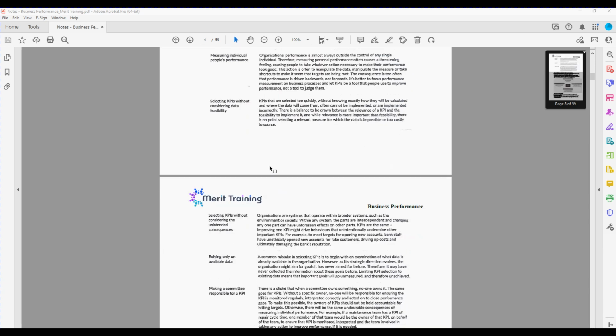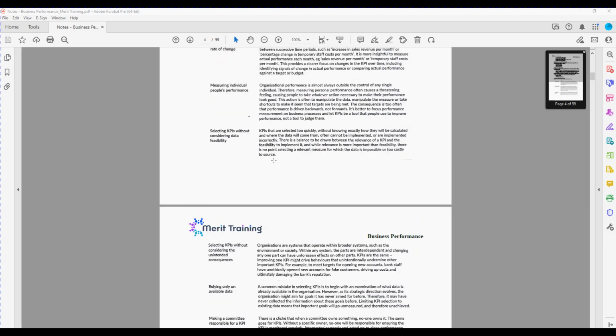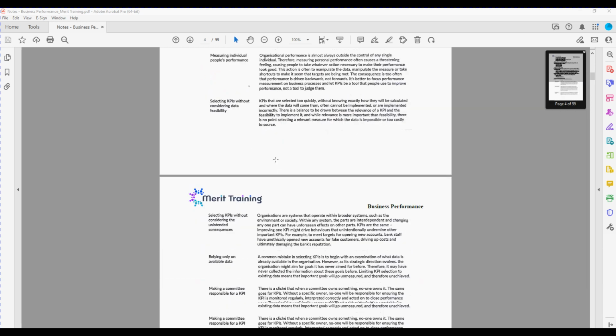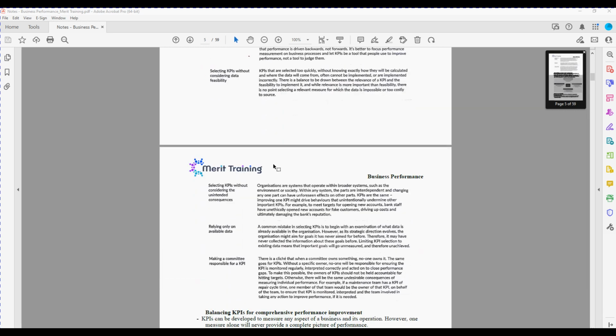So the next shortfall that can happen with developing KPIs is selecting KPIs without considering data feasibility. We need to consider what data we have first and how we can use it, and then set the KPIs on that basis. Versus if we set the KPIs first and then work backwards from the data, it can often be a challenge, as not all the KPIs might be physically possible to calculate if we don't have access to that data.